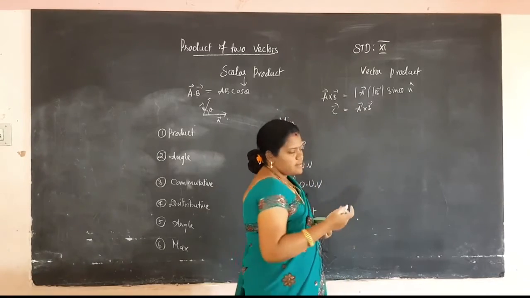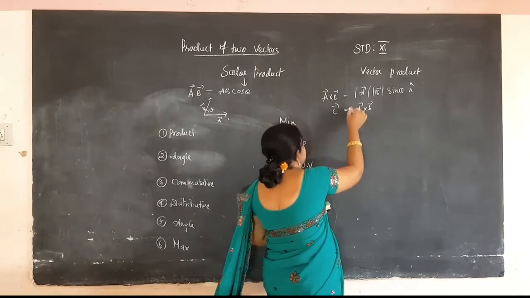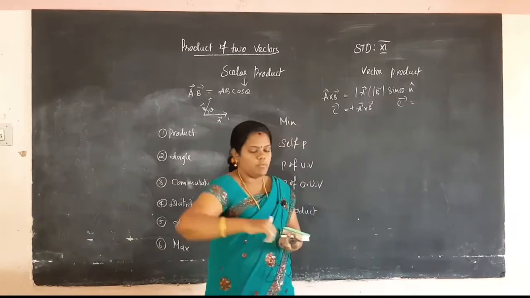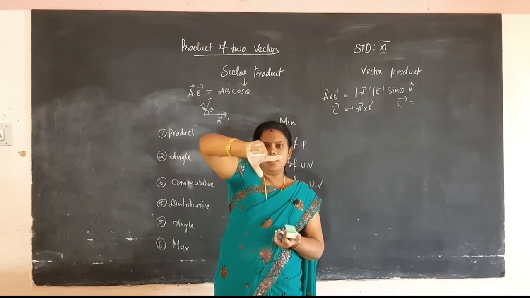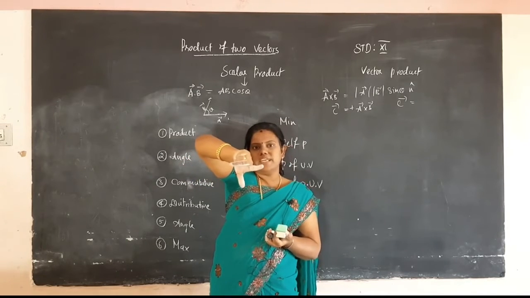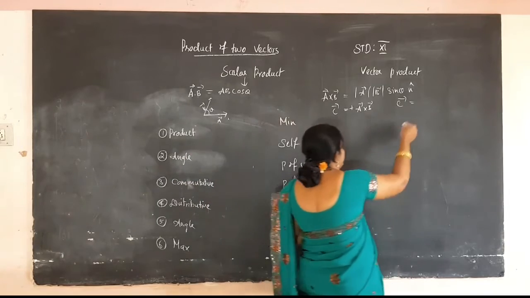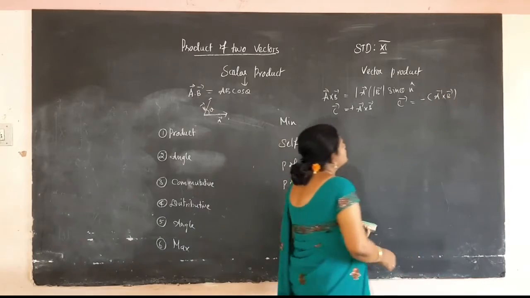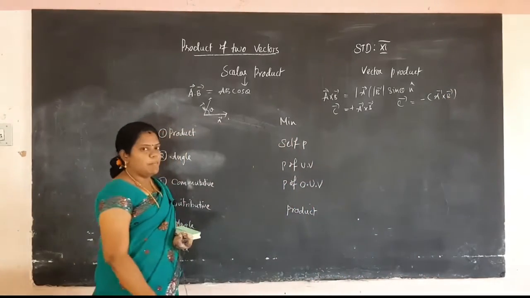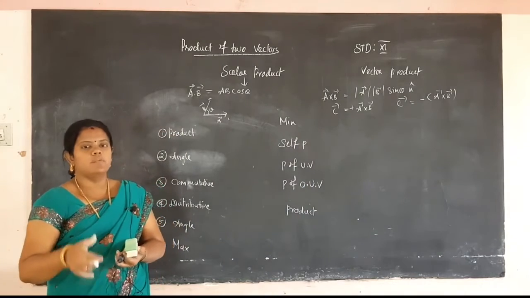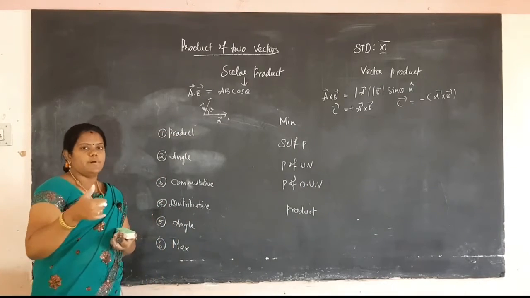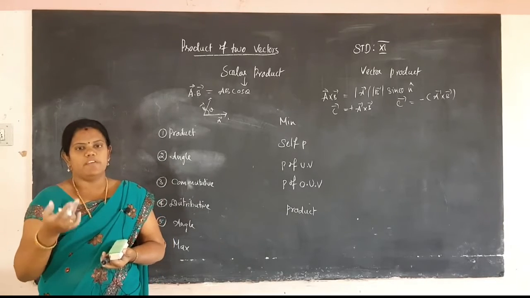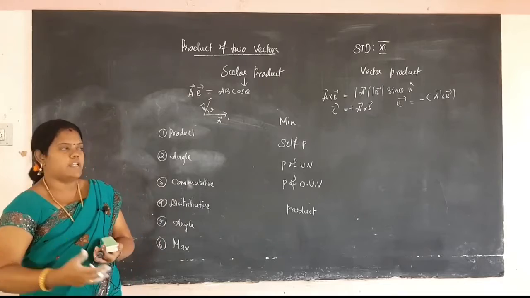The up direction is taken as positive, but if the thumb is moving down, the direction will be taken as negative. So the direction will be denoted as minus A cross B. Clear? What's the meaning of that? The direction is mentioned by the corkscrew rule or thumb rule. Stretch three fingers of your right hand. Two fingers denote the A, B vectors and the third finger tells the direction.